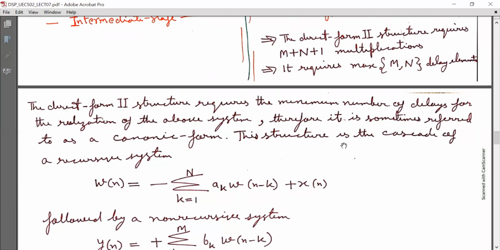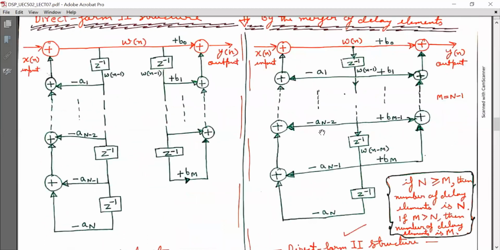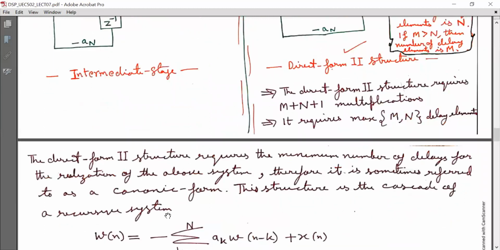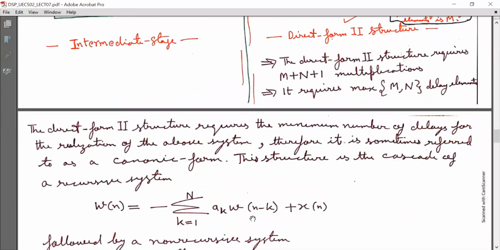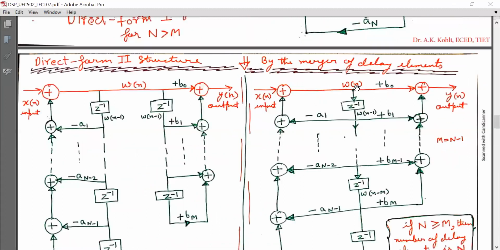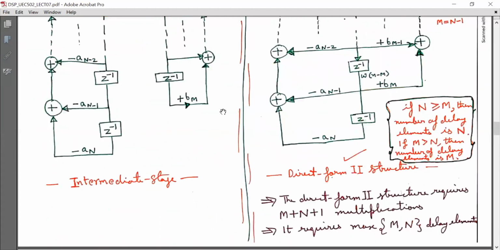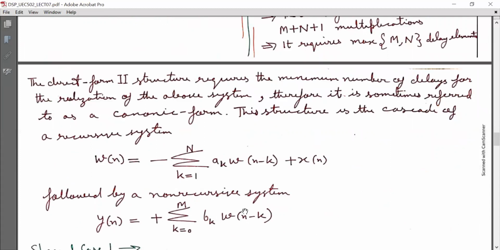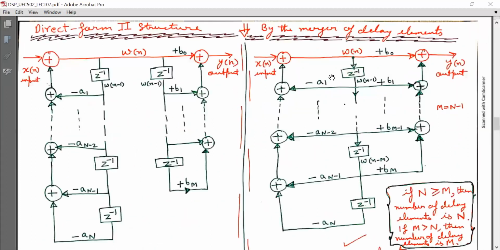This structure is the cascade of a recursive system. Now, what is w[n] here? w[n] is minus summation k from 1 to N a_k w[n-k] plus x[n] here, followed by a non-recursive system, y[n] equal to summation k from 0 to M b_k w[n-k]. So here it is recursive, here it is non-recursive, by interchanging the position of section A with B.